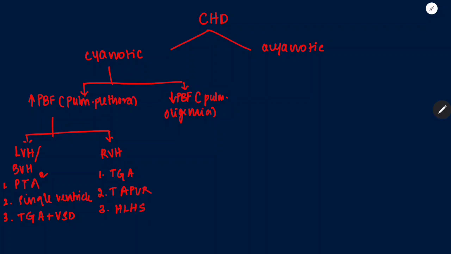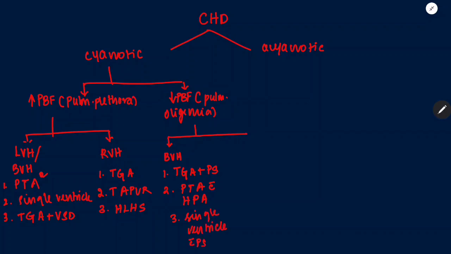Okay, so next என்ன பார்க்க போகிறோம் அப்படின்னா decreased pulmonary blood flow or pulmonary oligemia. So இதை எப்படி பிரிக்கலாம் அப்படின்னு பார்த்தீங்கன்னா, first one is going to be biventricular hypertrophy, எதுலாம் வரும் அப்படின்னு பார்ப்போம். So both ventricular hypertrophy ஆகிறது எதில் அப்படின்னு பார்த்தா, first one is going to be TGA with pulmonary stenosis. Second one is same, persistent truncus arteriosus with something added here, hypoplastic pulmonary artery. Okay, so these two conditions. And the third one is going to be single ventricle with PS. So all these three conditions.